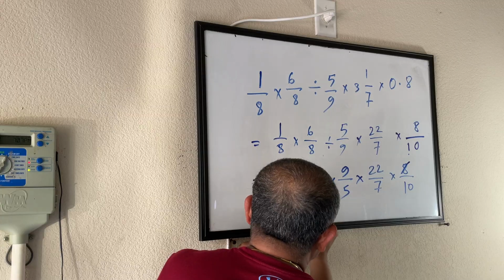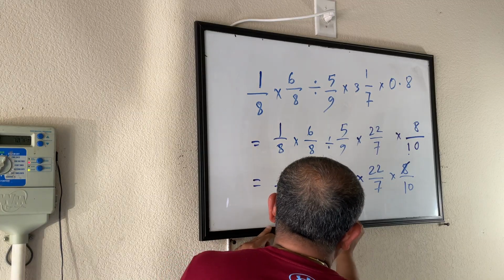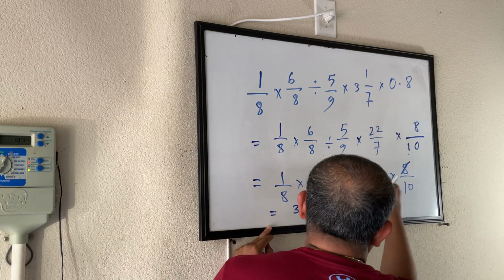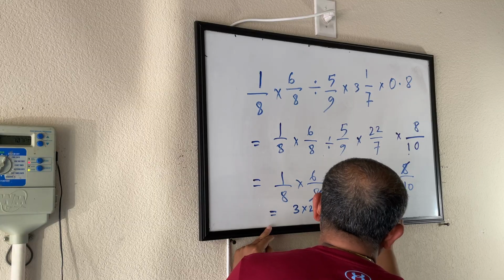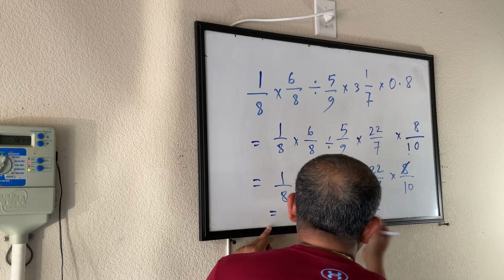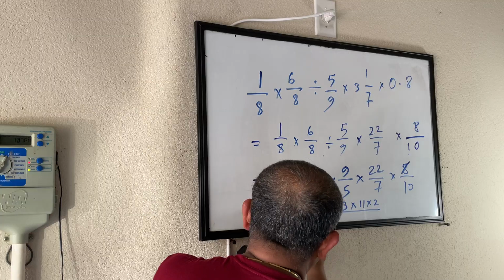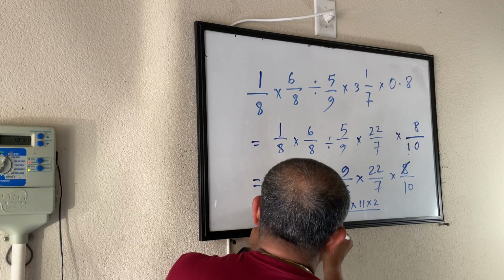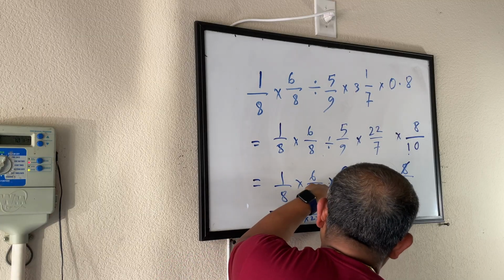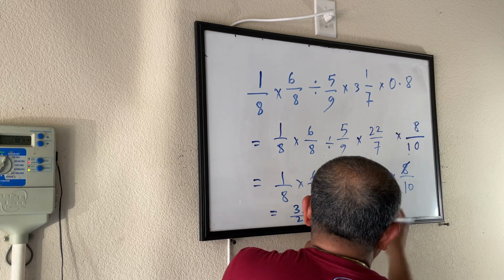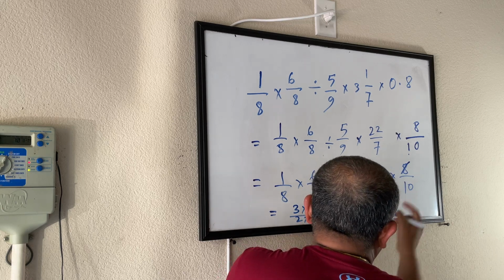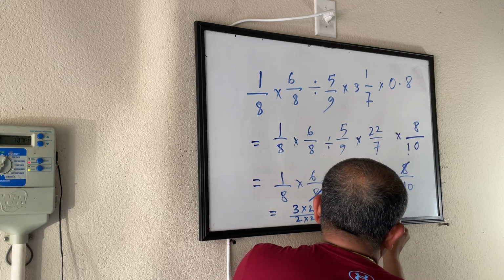6, I can write as 3 into 2. I have 9, I can write as 3 into 3. I have a 22, I can write as 11 into 2. That's it. Here, I'm just converting to smaller numbers. Okay? 8, I can write as 2 into 2 into 2. Then I have a 5, I will keep it as 5, it's a prime number. 7 is also a prime number, I will not touch that. I have a 10, which again becomes 5 into 2.